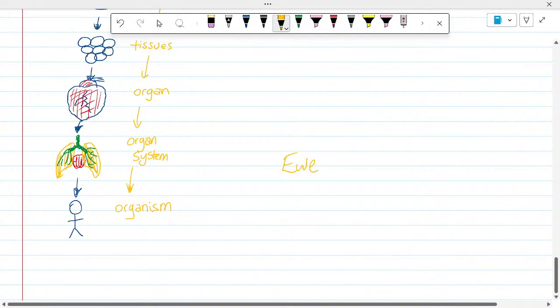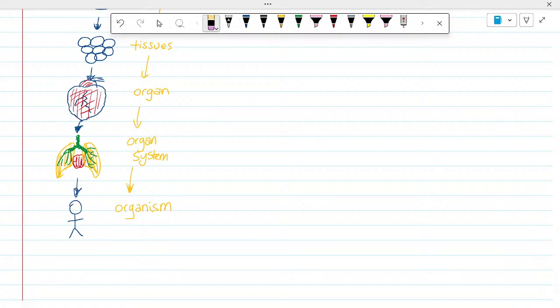Is it E-W-E? Okay, it's a female sheep, right? And the male is called a ram. See, I pay attention.